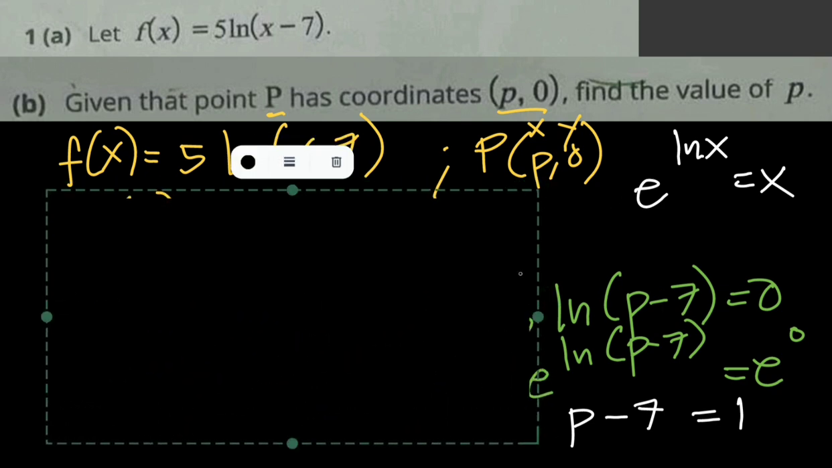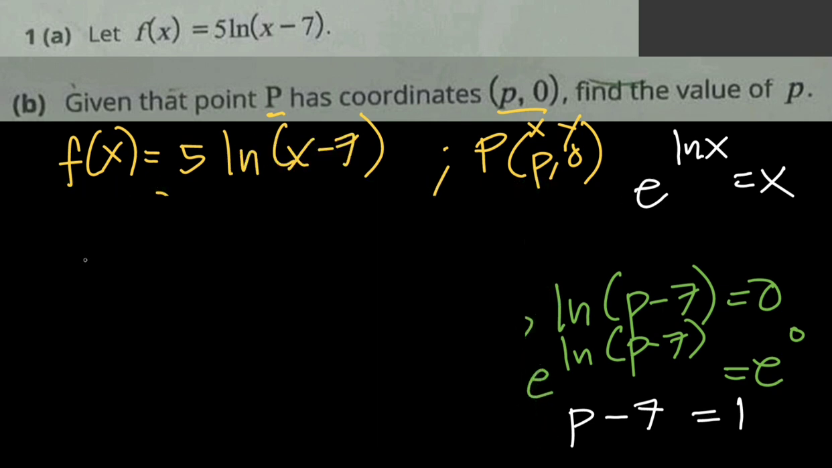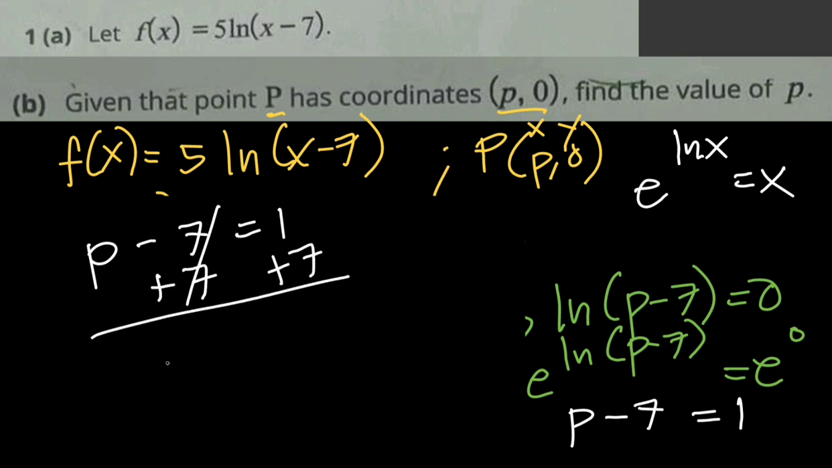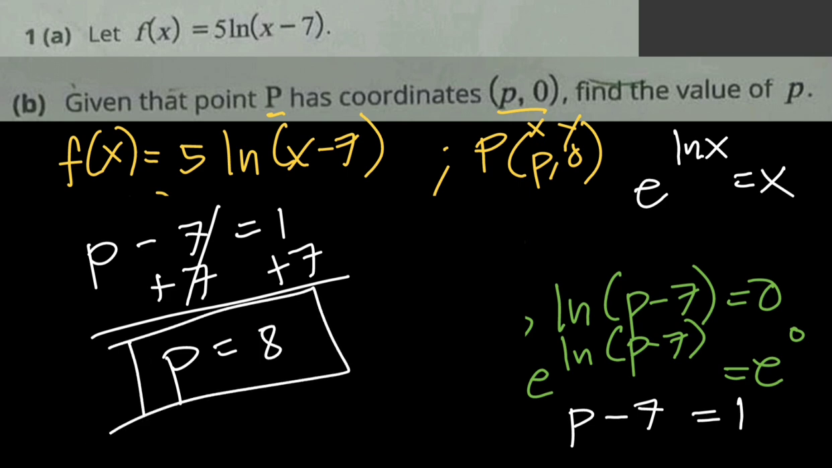And now we can solve for the value of P from here. So P minus 7 equals 1. We add 7 to both sides. Therefore, the value of P is equal to 8.